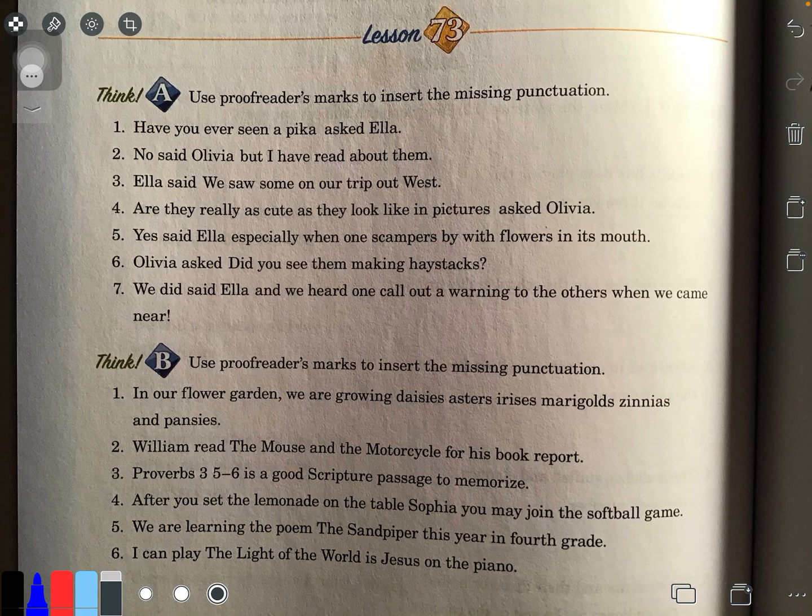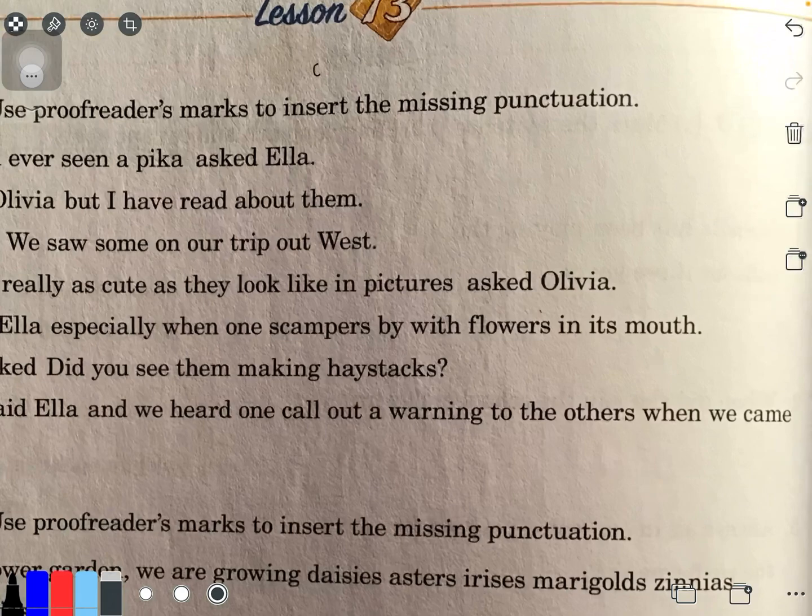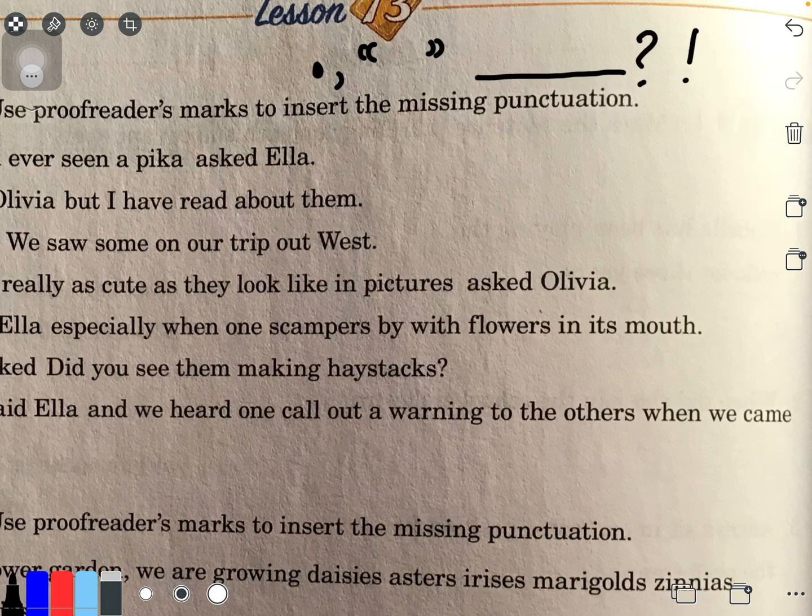So here, for Think A, we have to use proofreader marks to insert the missing punctuation. So let's review what kind of punctuation we're looking at. We're looking for periods, commas, quotation marks, maybe underlining a few things, maybe some question marks and exclamation points. So those are punctuation marks that are missing from these sentences.